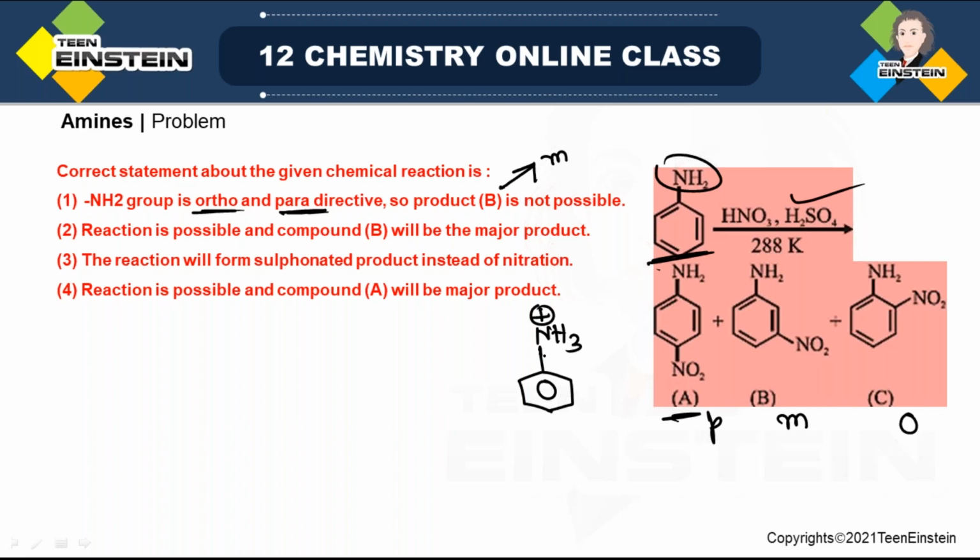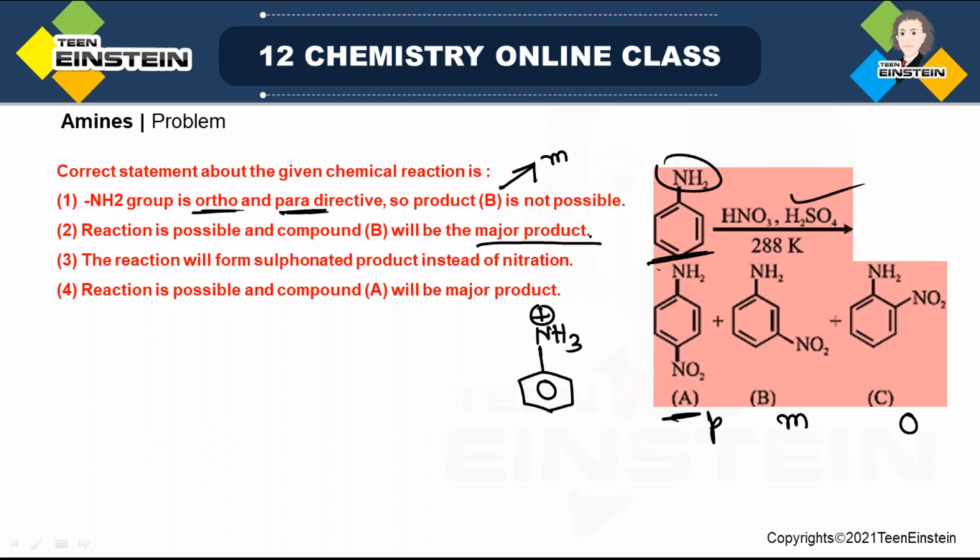So we cannot say product B is not possible; it will also be produced. So this is not a correct statement, and obviously not the correct option. Second statement: reaction is possible and compound B will be the major product. Now it is saying that meta will be the major product, but actually meta is not the major product. Though it is significant, it is the second major. This is also not correct.